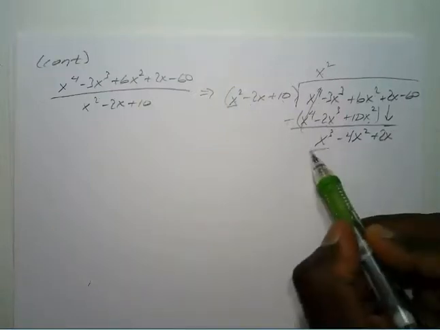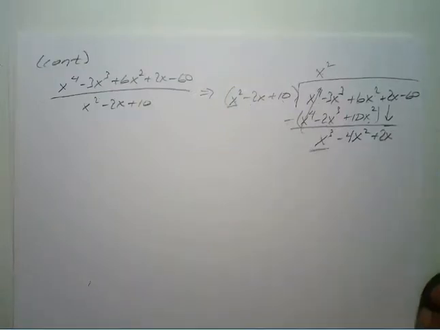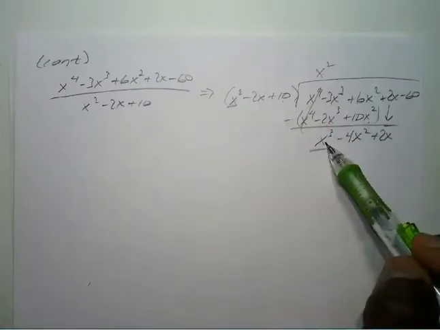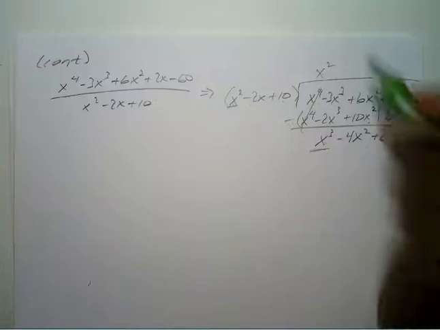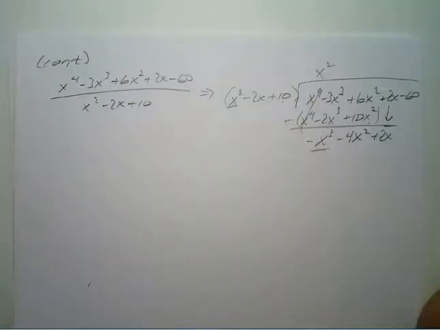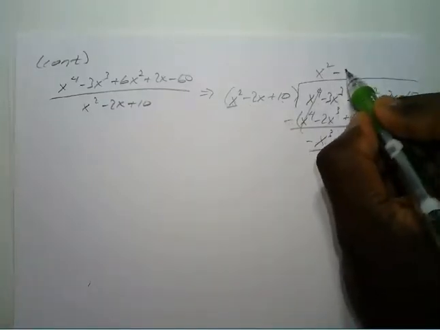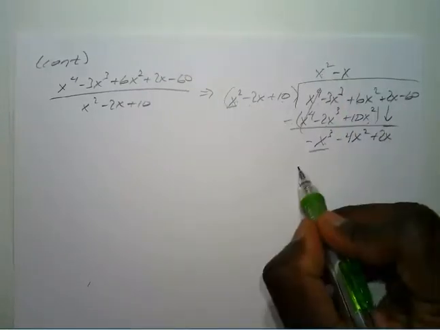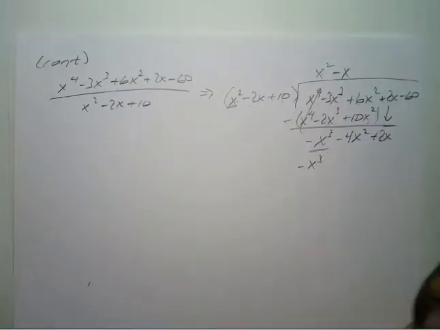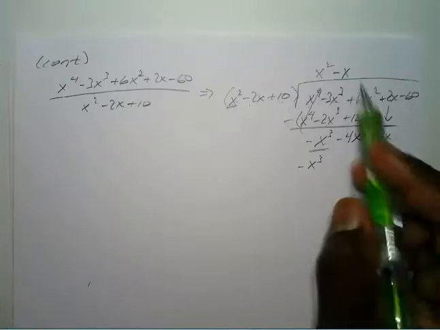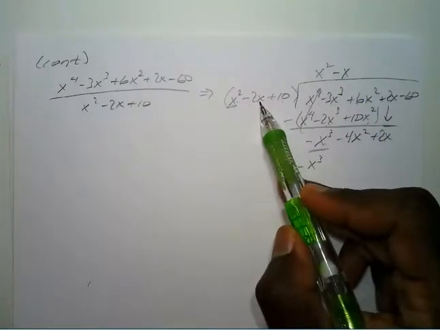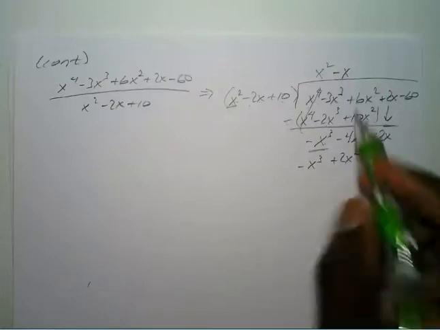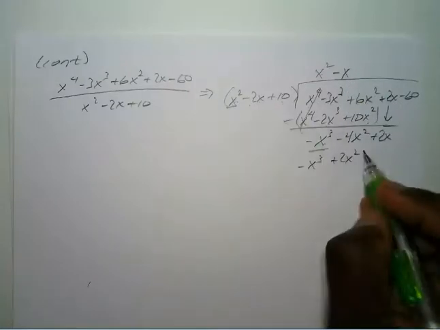Okay, so now we want to get rid of the x to the third. Okay, x squared times what will give us x to the third? That's it. Oh, negative x to the third, sorry about that. And that will be negative x. X squared times negative x is negative x to the third. Okay, negative x times negative 2x is positive 2x squared. Negative x times 10 is negative 10x.